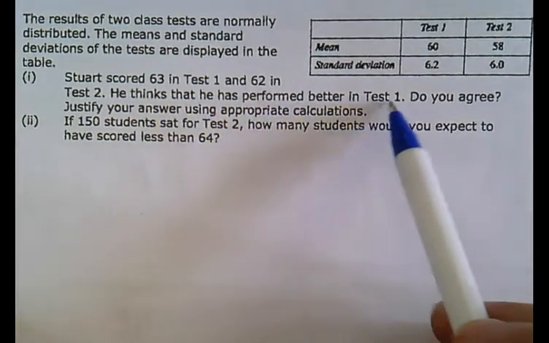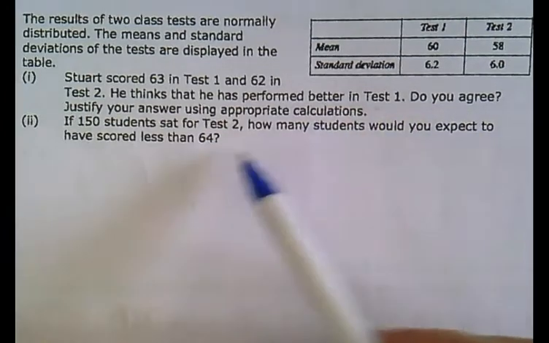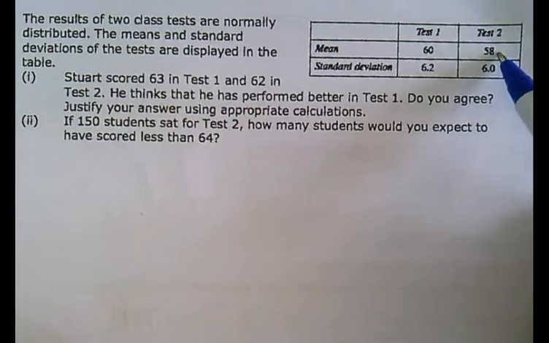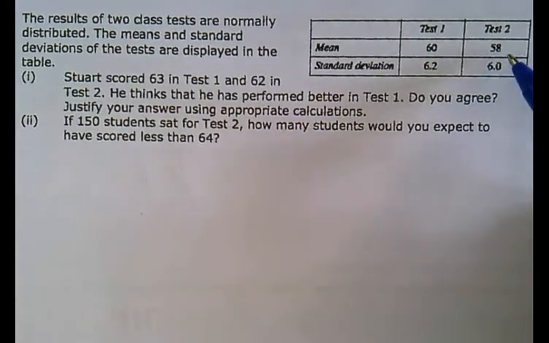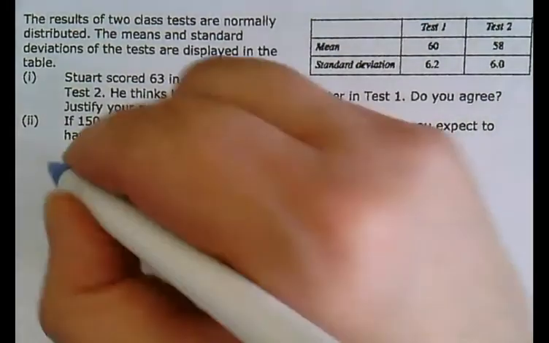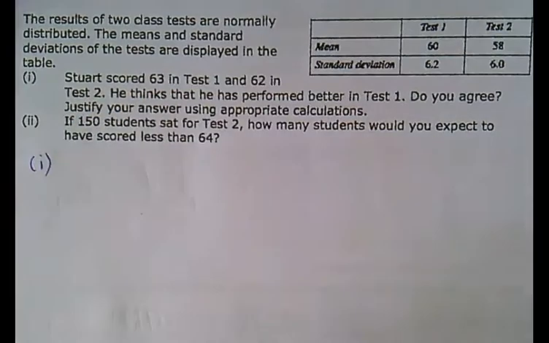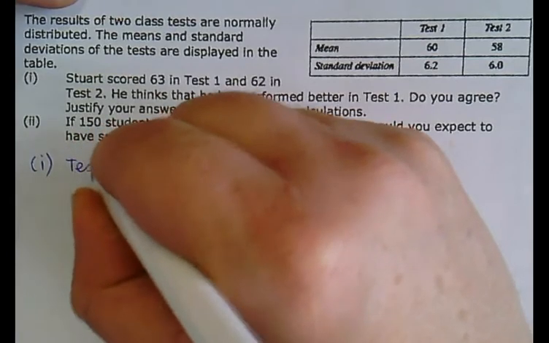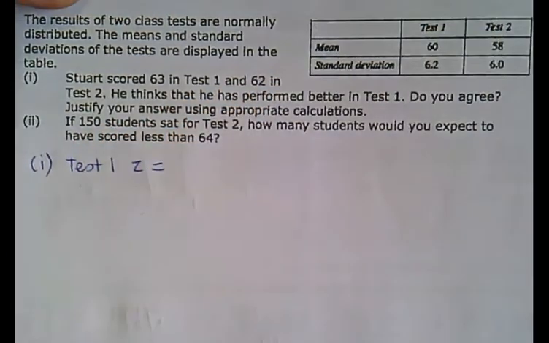He thinks he performed better in test 1. Do you agree? No. I can already tell he didn't, because in test 2 he's higher, but we've got to look at the standard deviation. You know what you do? You just do the z-scores for each. The lower the deviation, the better. It's your performance compared to the average. You need to do the z-scores for test 1 and 2. So they're going to be similar, but one z-score will be better than the other.